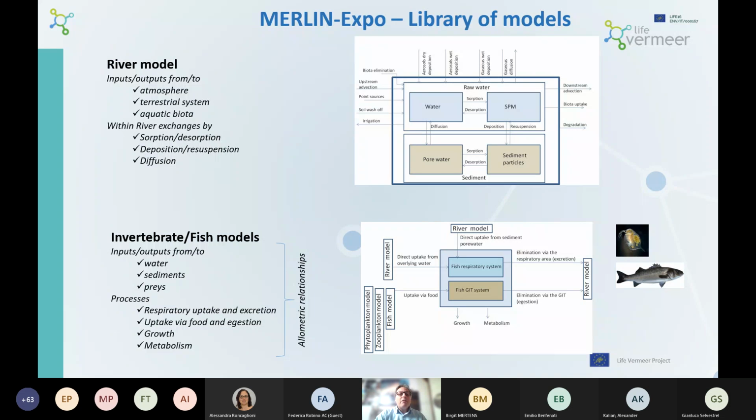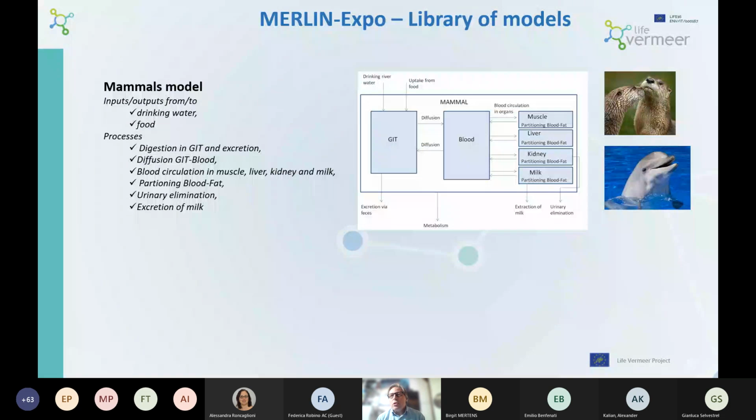We have also developed a model simulating the fate of chemicals in invertebrates and in fish, simulating, for example, the uptake of chemicals through the respiratory system and through the gastrointestinal tract system. We simulate also the dilution of chemicals through growth and metabolism in organisms. And finally, you can also use models simulating the fate of chemicals in mammals, for example, aquatic mammals.